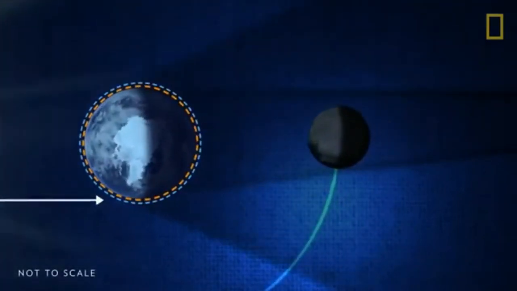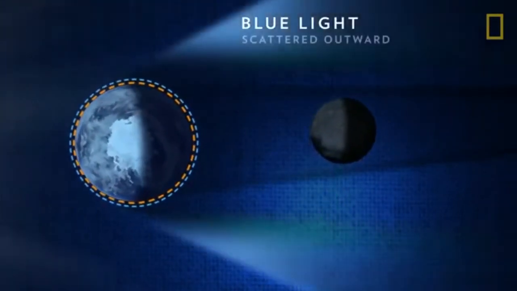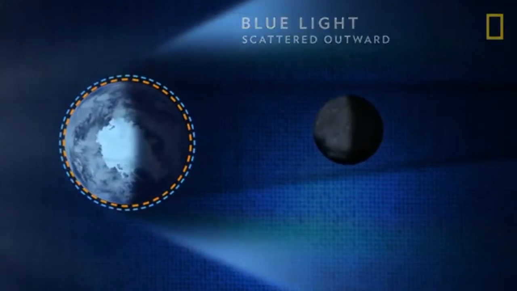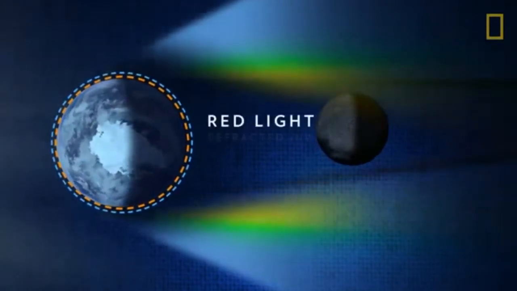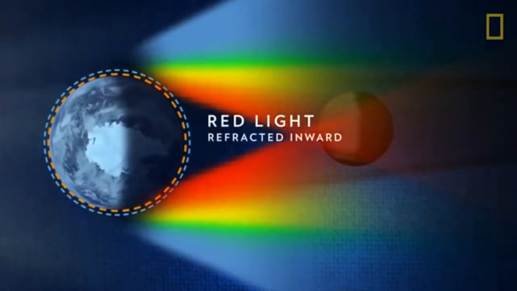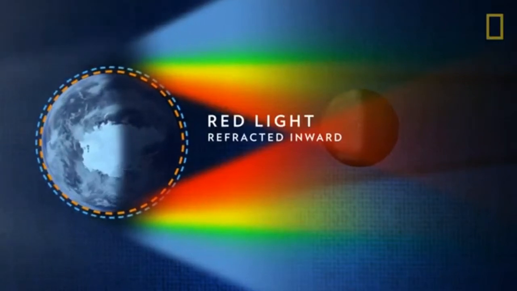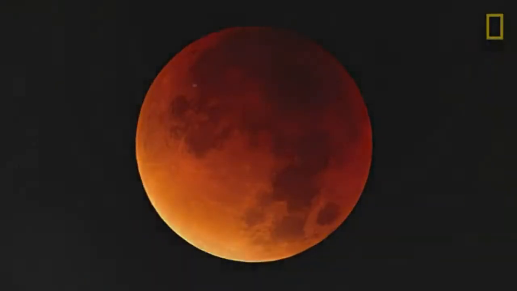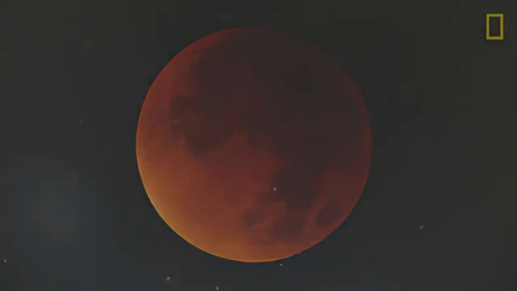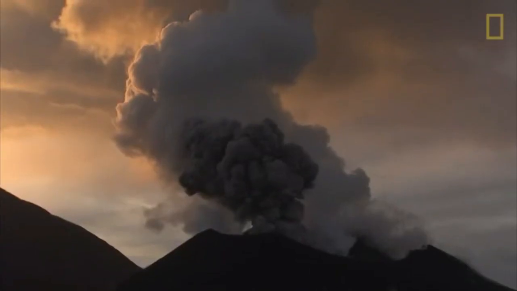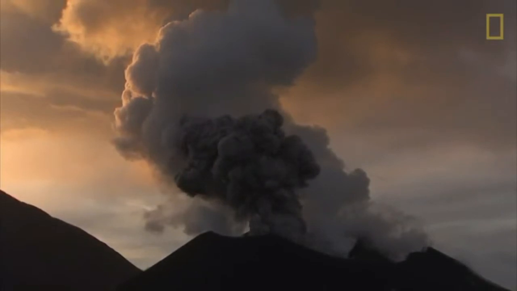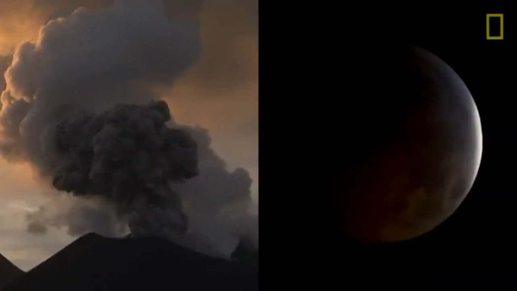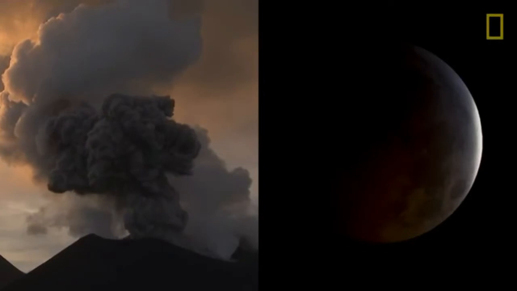While shorter blue wavelengths of light are scattered outward by the Earth's atmosphere, longer red wavelengths are refracted or bent inward toward the moon, making it appear red. The brightness of the moon's red glow depends upon how much dust and clouds are in the Earth's atmosphere. Following volcanic activity, ash can block out enough light to render the moon a darker red or even near black.